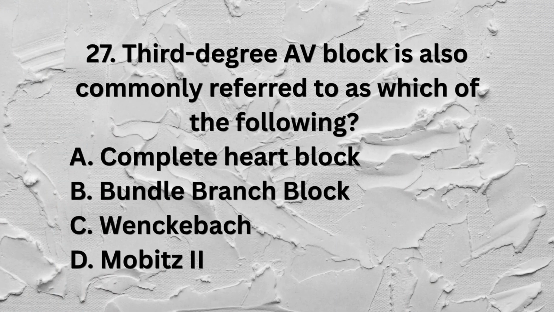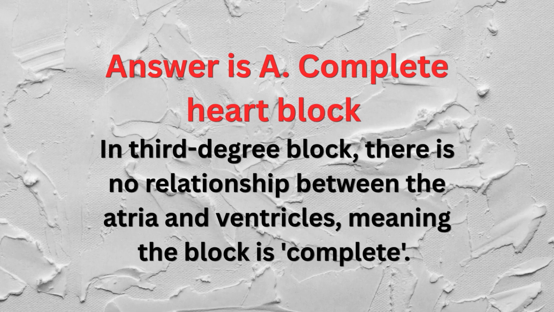Third-degree AV block is also commonly referred to as which of the following? A. Complete heart block. B. Bundle branch block. C. Wenckebach. D. Mobitz 2. Answer is A. Complete heart block. In third-degree block, there is no relationship between the atria and ventricles, meaning the block is complete.